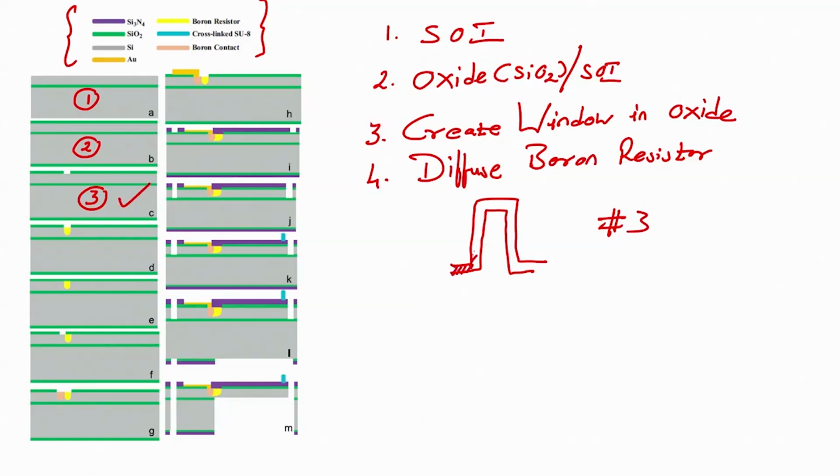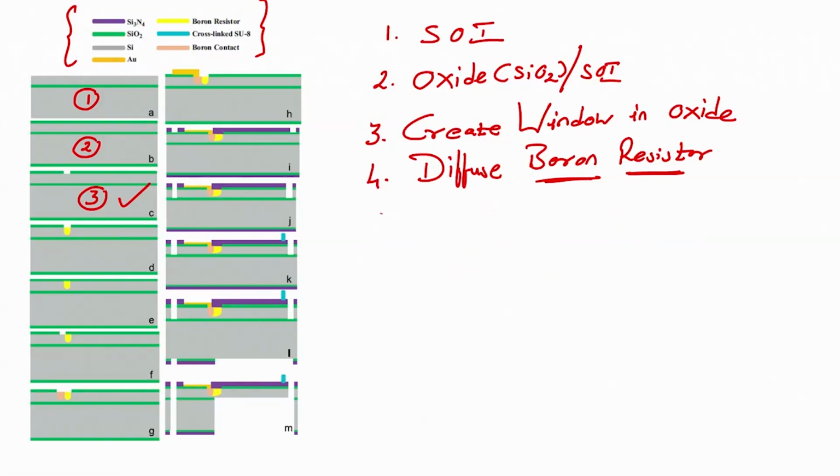Next we are diffusing boron, because only in this area the oxide is not there, right. You can see here only in this area where I am drawing the pattern the oxide is not there, in the remaining area there is oxide. So, we are diffusing boron in this particular area, that is why we say boron resistor. That is why we have shown it by yellow color, right.